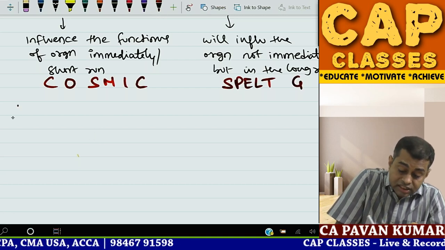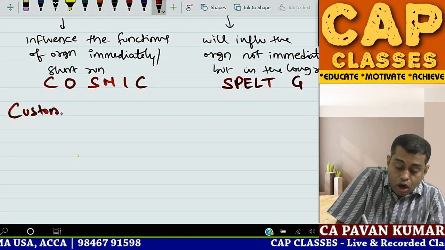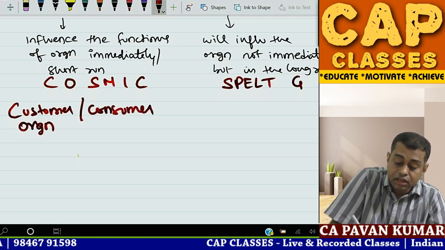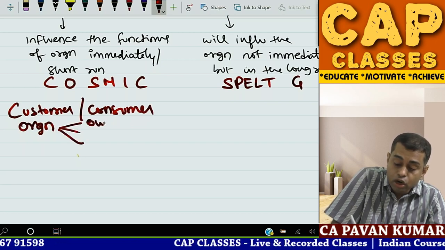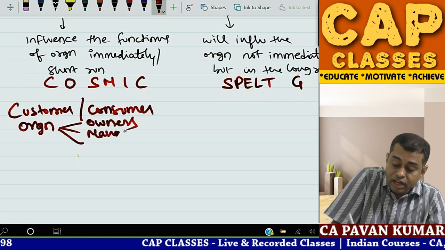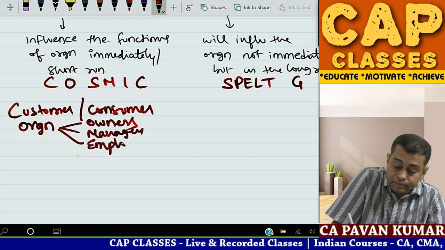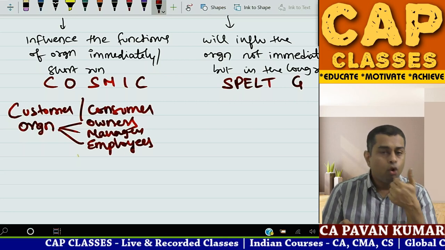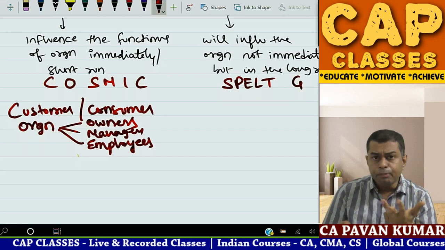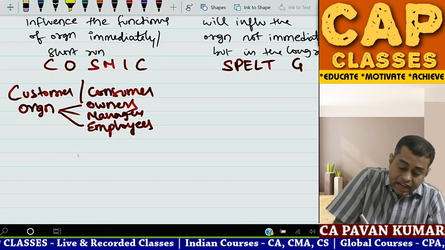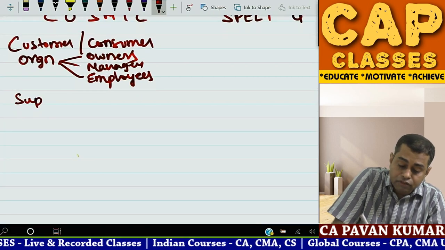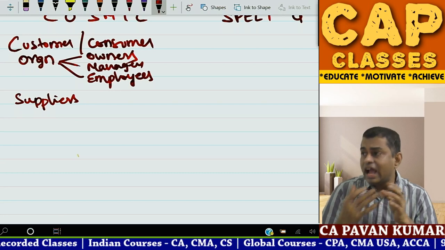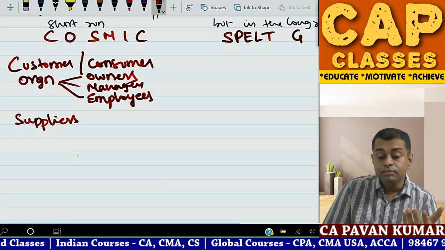What is COSMIC? C for customer or consumer. O for organization. Organization means three groups of people: owners or shareholders, managers or board of directors, employees or human resources. This is O. S for suppliers: suppliers of raw materials, and of other supplies like accessories, spare parts, and technology.